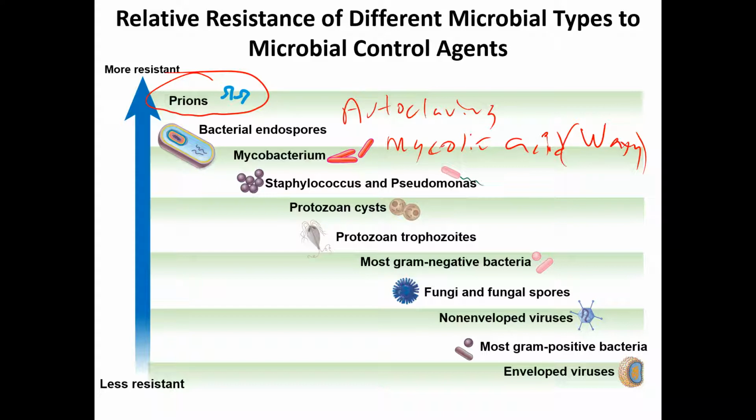Staphylococcus and Pseudomonas are pretty hardy pathogens. They're pretty difficult to eliminate. Then you have the cysts and trophozoites of your protozoans, your gram-negative bacteria, and then you have your fungal specimens. When you're talking about fungi and fungal spores, think about it: if you're using some type of disinfectant or cleaning agent, keep in mind that you're dealing with a eukaryotic specimen. So you have to be cautious in what you're using because you don't want any potential high toxicity to us, essentially.